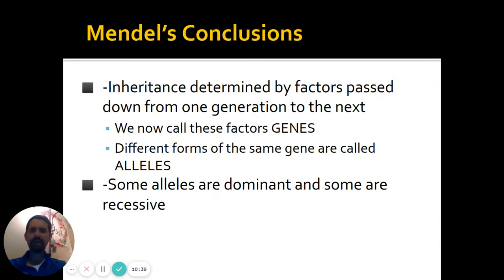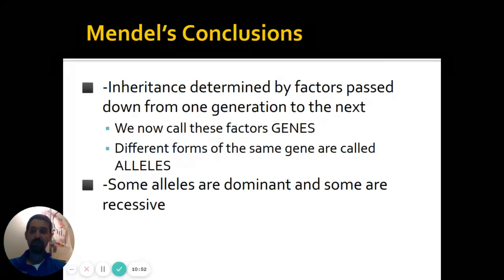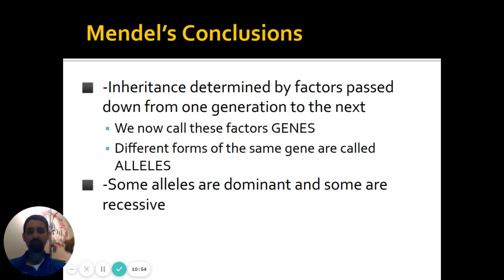So he said that inheritance is determined by factors passed down from one generation to the next. Now, we already knew this. Everyone knew this. But we call those factors genes. So we know that in genetics, we hand down genes from parents to offspring. What Mendel figured out is that there are different forms of the same gene that he called alleles, like purple flower, white flower. Both control the flower color. So those are alleles. They control the same thing.